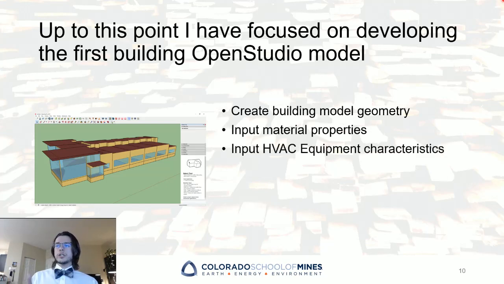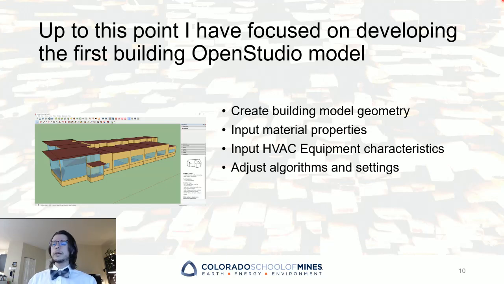You need HVAC equipment characteristics. So in some buildings, you have a little heater and cooler inside of each room, and in others you have a central system that blows air into all spaces, and that's often more common, and that's what is the case in this educational building. And then you need to adjust your algorithms and settings. This is one of the most important steps as a modeler, understanding how different algorithms and settings are going to affect the quality of your model and its ability to mimic what you're trying to model from real life.